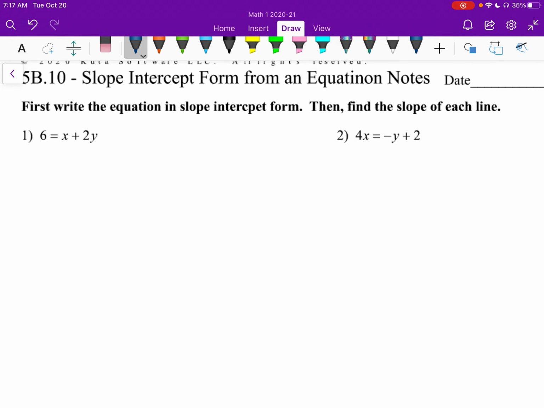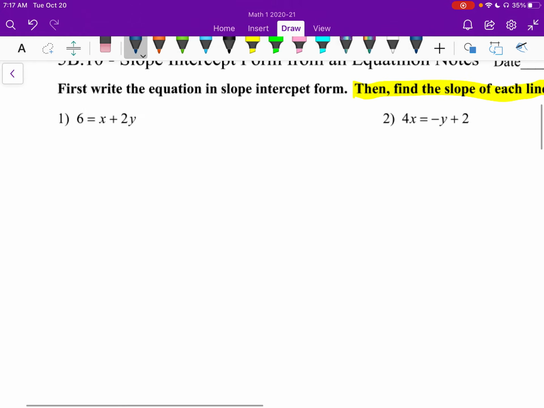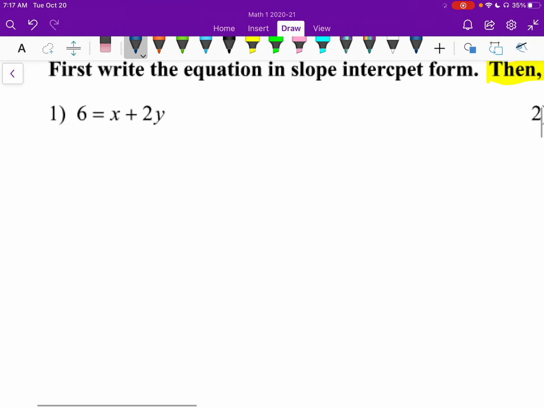So let's read the directions for just a second. First, write the equation in slope-intercept form, then find the slope. So really what we're going to have as our answer is the slope-intercept form and the slope, all right? So number 1, we want to get y equals. So we have our y on the right side. Let's try to get mx plus b equals y. Let's try to make it look like that.